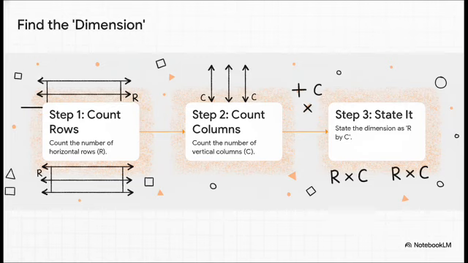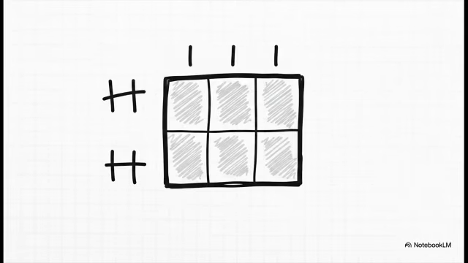And finding it is a super simple three-step process. First, you count the rows. Second, you count the columns. And third, you just state the dimension as rows by columns. So let's look at a quick example here. We can see 2 horizontal rows, right? And 3 vertical columns. So we'd say its dimension is 2 by 3. See? That's all there is to it. And a really important note, we don't multiply them to get 6 or anything. The dimension is just a description of its shape, 2 by 3.